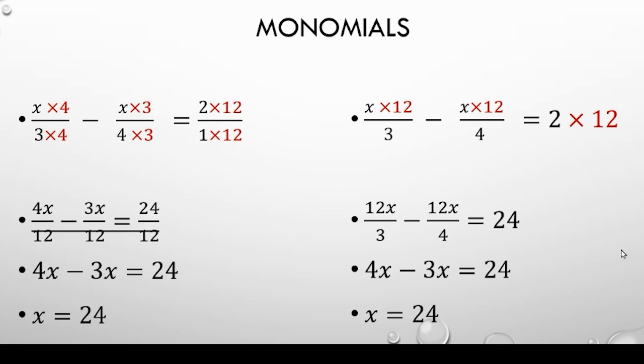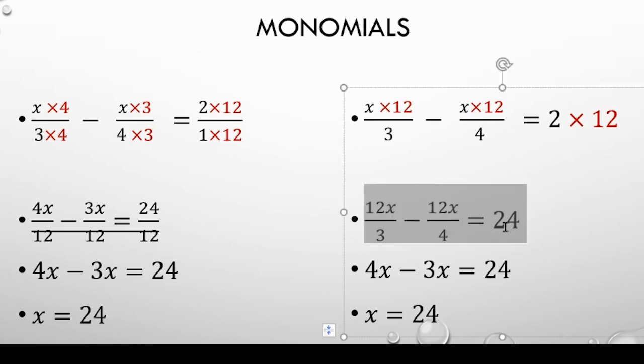And this one is just finding the lowest common denominator, but not actually making the denominators equal. So in this case, on the right-hand side, I've got multiply by 12. And I do that to every term, the left and the right. What that ends up with is this. 12x over 3 minus 12x over 4. Now, we don't have common denominators, but we can simplify.